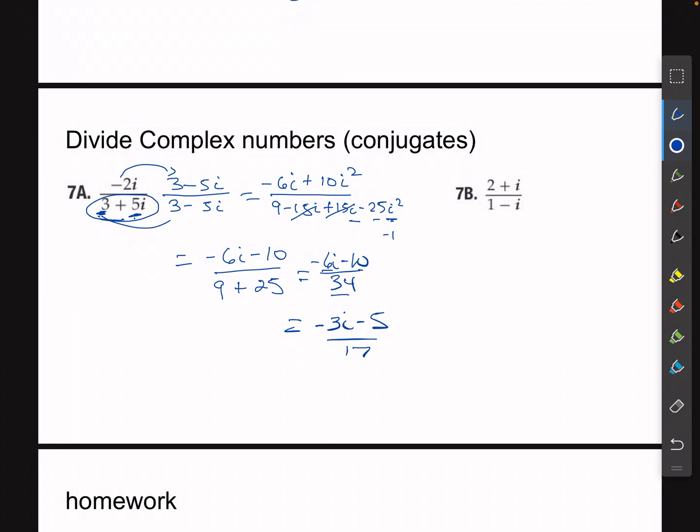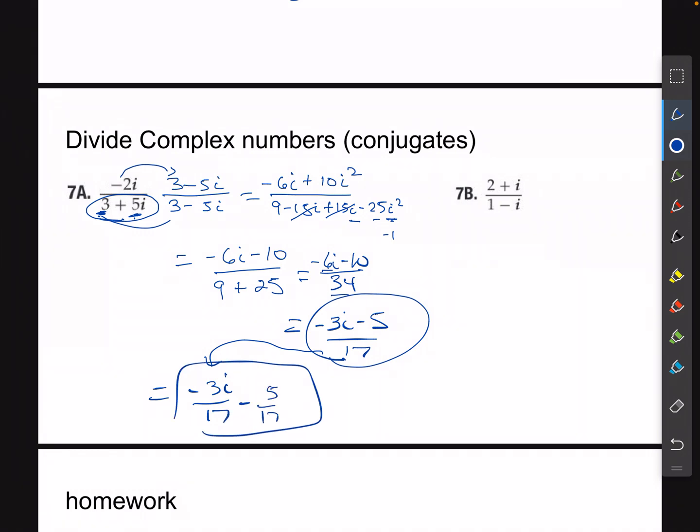And then, you guys, the final thing I need to share with you is this. They always put this in 2 separate terms. This answer is okay, but by convention we put it into 2 separate pieces. The imaginary piece, negative 3i over 17, and the real piece, minus 5 over 17. So by convention they break it up into 2 pieces. All right. And most of the time they write the i as the second term, but I'm okay with you writing it like this. It's totally fine with me.